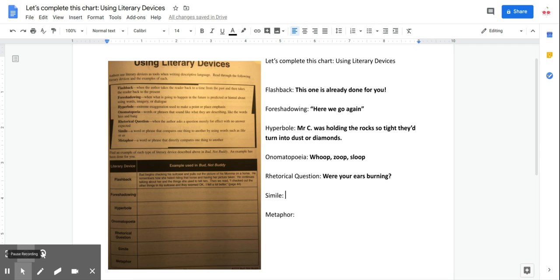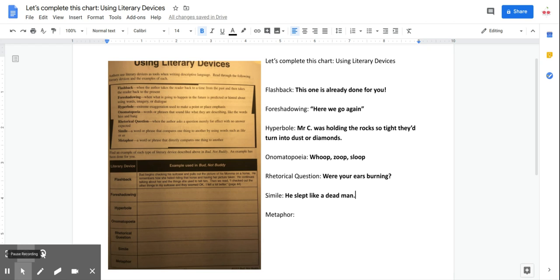Simile is next. A simile is a word or a phrase that compares one thing to another, and you'll see the words like or as. This was used often in Bud, Not Buddy as well. I can think of he slept like a baby, he fights like a tiger, and he slept like a dead man. Those are just a few I thought of in those last chapters. Maybe you can think of another one.